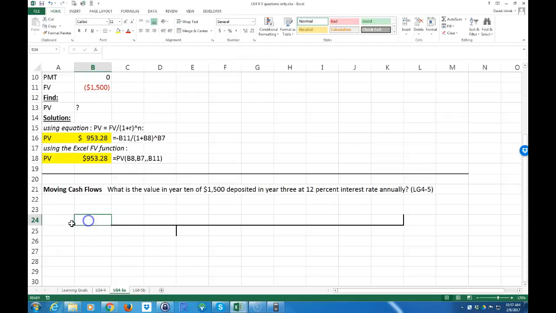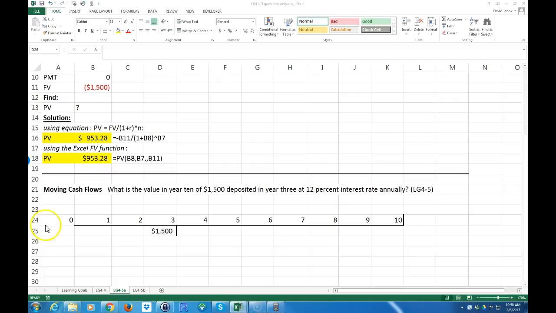Let me put 0. Let me put the numbers here. 0, the years. I forgot 3 here. 3, 4, 5, 6, 7, 8, 9, 10. All right. So here we're depositing. Okay, so I got this backward. This is a deposit in year 3, right? So it's going to be 1,500.